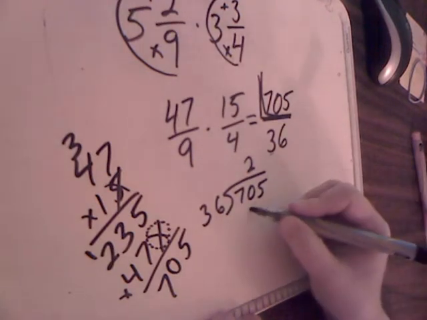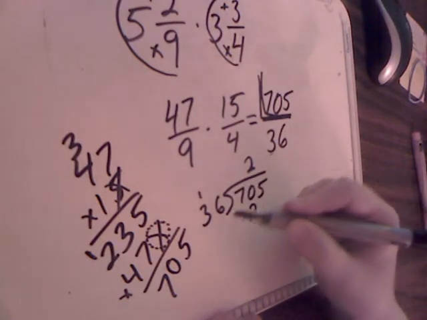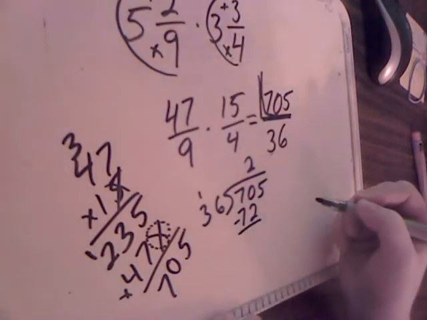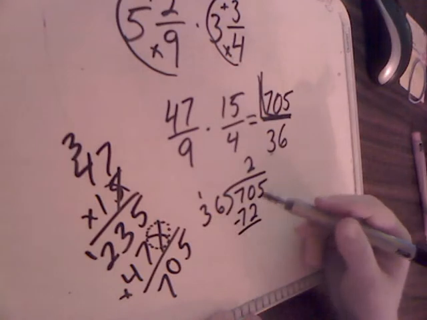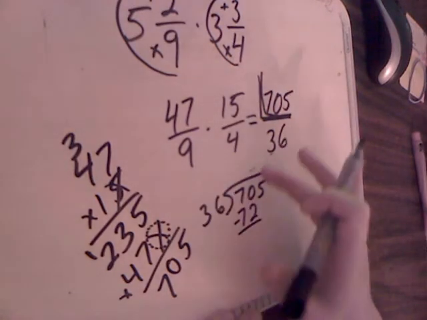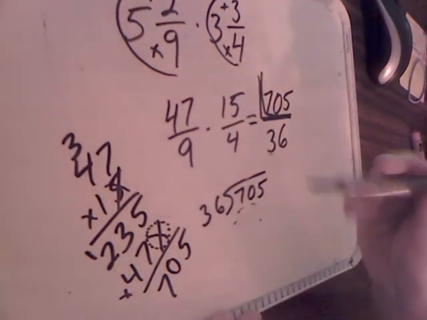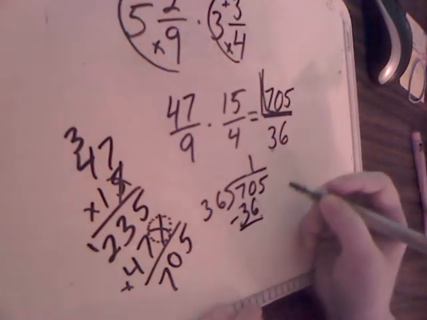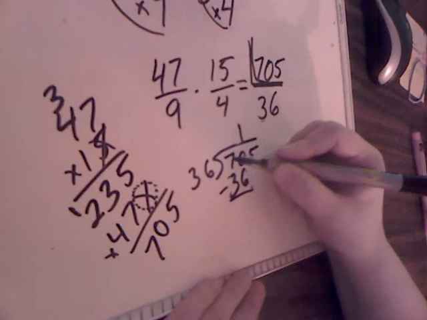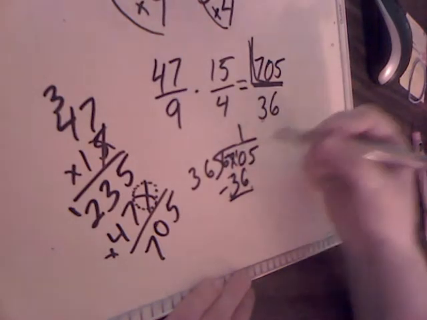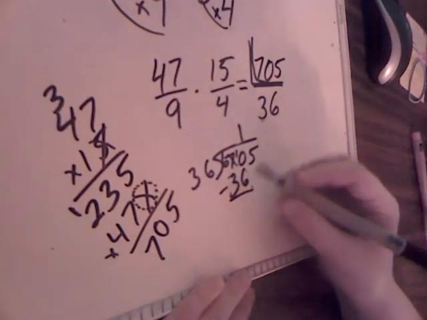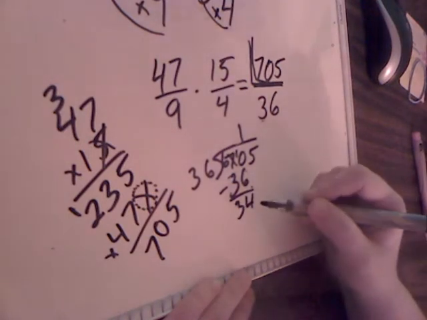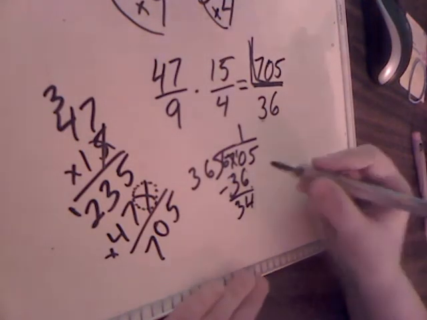2 times 6 is 12. 2 times 3 is 6. Plus 1 is 7, so you have 72. That doesn't work. That's too big. So we're going to have to knock down a number, so let's go back. We'll erase real quick. 1 times 36, we know that. We're going to do the subtraction. 7 becomes a 6. So now we have 10 minus 6 is 4. 6 minus 3 is 3. We have 34. That does work.